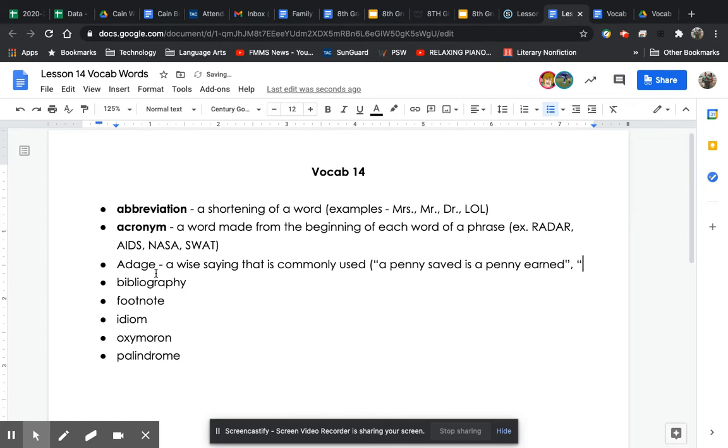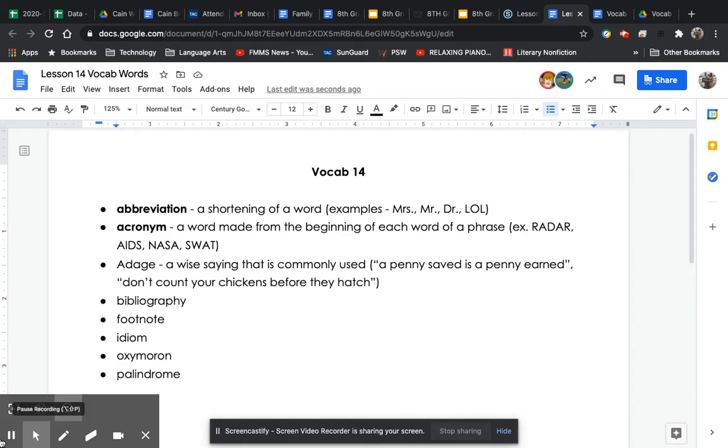Don't count your chickens before they hatch is one. Which means like don't get too excited and thinking this is going to happen when it's not actually happening, that kind of thing. So an adage is something that people use to give advice, and we've heard it probably before.